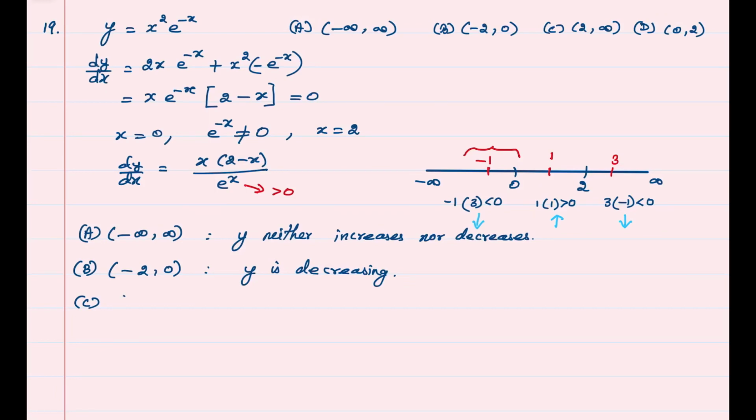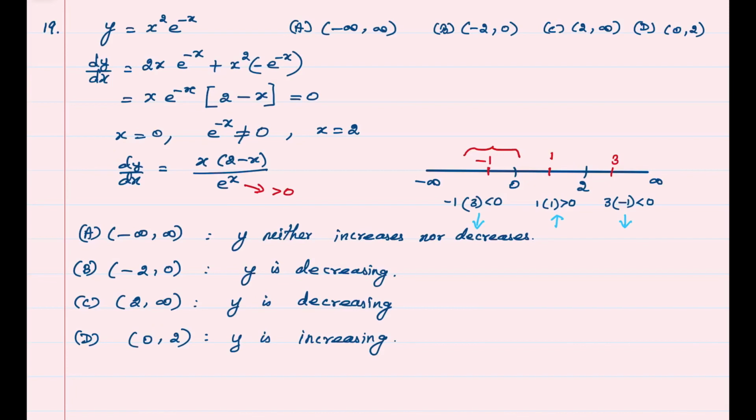Then C subdivision, 2 to infinity. 2 to infinity is the third interval. Look at the number line. In that interval, it is strictly decreasing. We can say y is decreasing. Now, D subdivision, the given interval is 0 to 2. See the number line? In the interval 0 to 2, it is a strictly increasing function. If it is strictly increasing, no harm in saying increasing. Therefore, the answer is D.